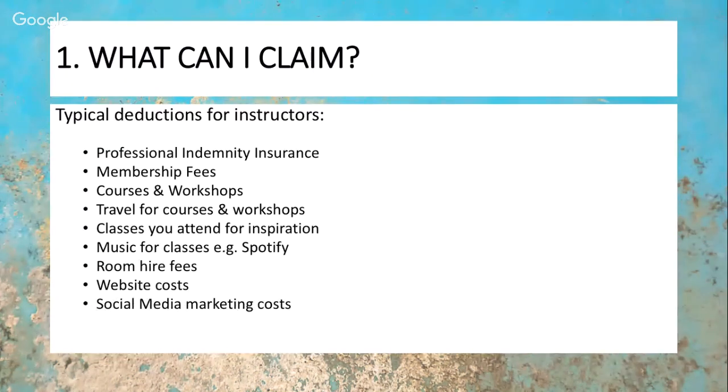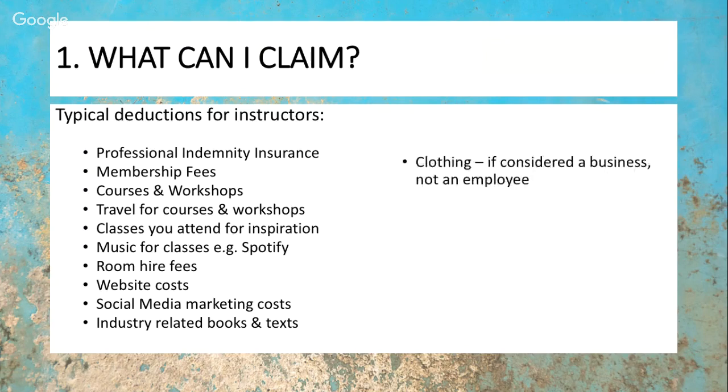You can claim for social media marketing costs such as Facebook ads or Instagram ads. And if you purchase any industry-related books or texts, you can claim for those as well. You can claim for clothing and shoes if you're considered a business, not an employee, and we will run through the differentiation of this a bit later on. You can claim for business meetings and light lunches if you're going out for coffee that are work related.